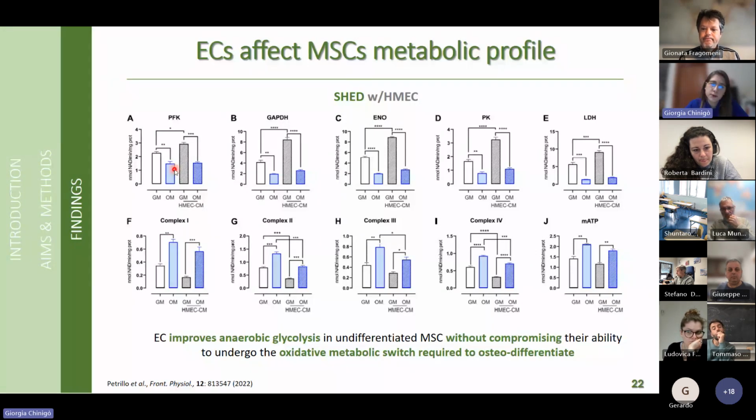When we put our mesenchymal stem cells together with endothelial cells, what happened is that endothelial cells are able to improve the anaerobic glycolysis of these cells, but without affecting this oxidative metabolic switch that is required for their osteodifferentiation.